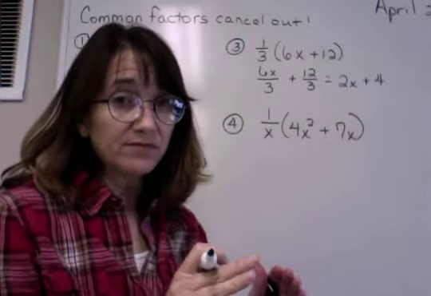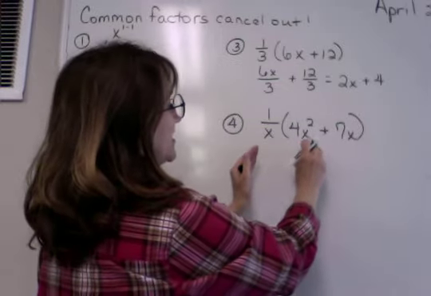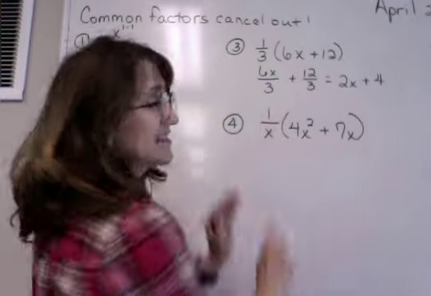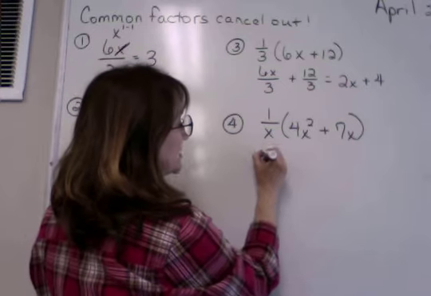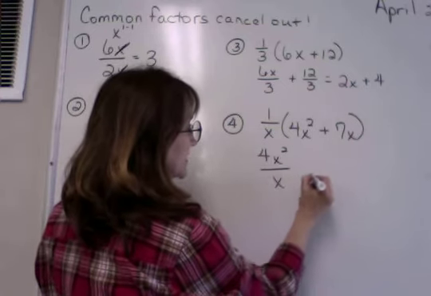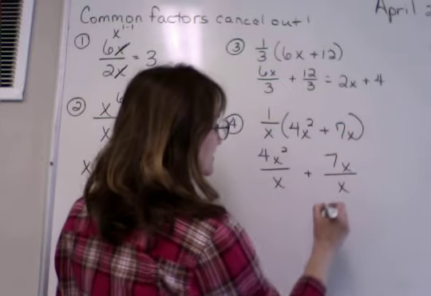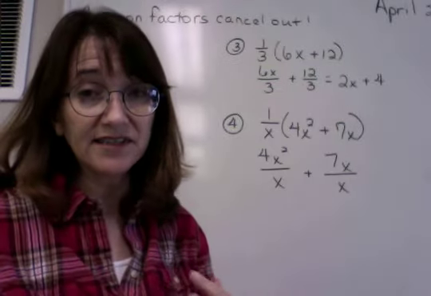Same thing here. I'm going to multiply this all the way through by 1 over x, just like I did up here. See here, the 3 stayed at the bottom. Well, the same thing's going to happen here. 4x squared is going to be divided by x. 7x is going to be divided by x. Now I can go through and do some canceling out.